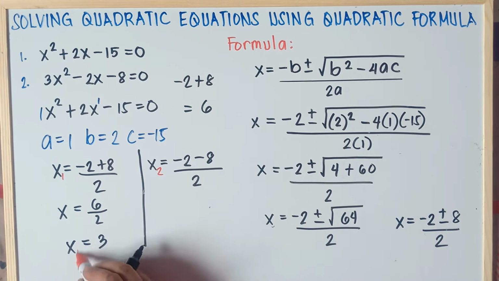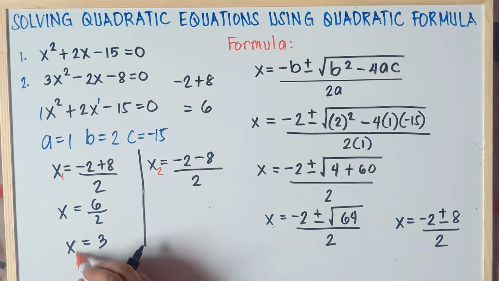Alright, and the other one, x sub 2. X equals negative 2 minus 8. If you both have negatives, simply copy the negative sign, then you add the numbers. 2 plus 8, that is 10. Divide by 2. X sub 2, this will be, so what's the answer, class? Negative 10 divided by 2. That's correct. That would be negative 5.